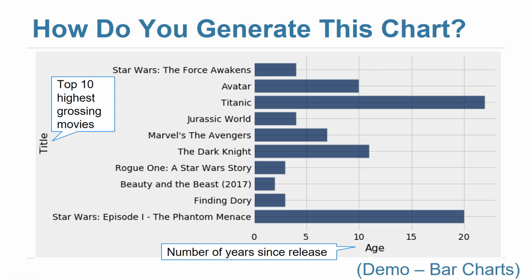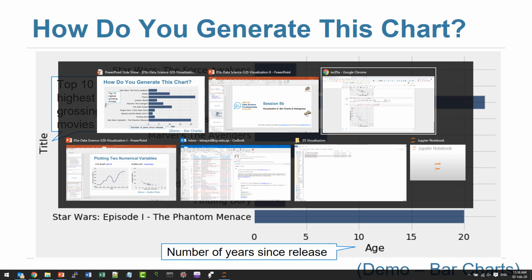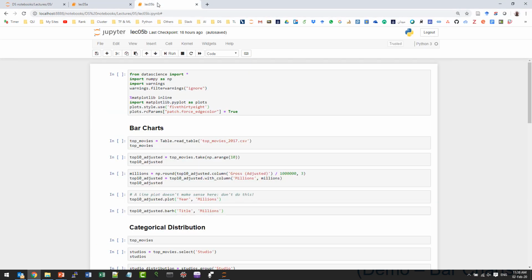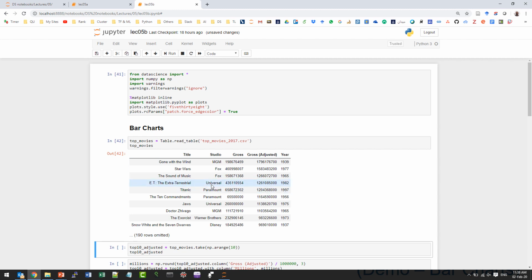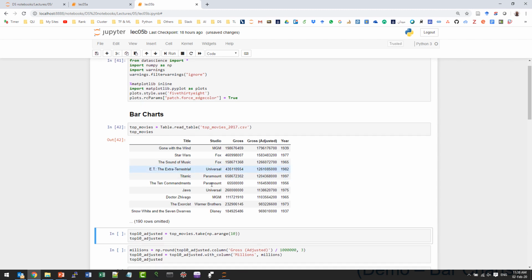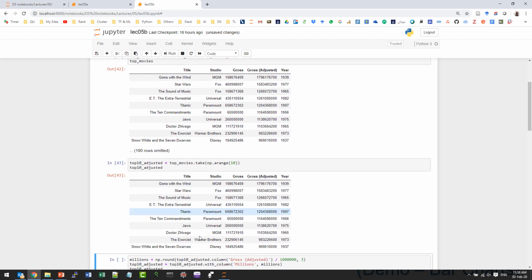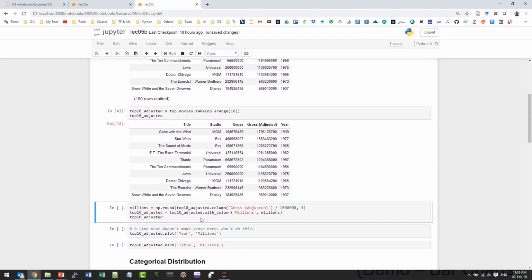Let's see a demo to show how we can plot such a graph. So that's the second notebook for the visualization session. We are still in the movies table, and just to focus more, we'll take the first 10 rows of that table. The table actually has 200 rows. We'll just focus on the first 10 for now.